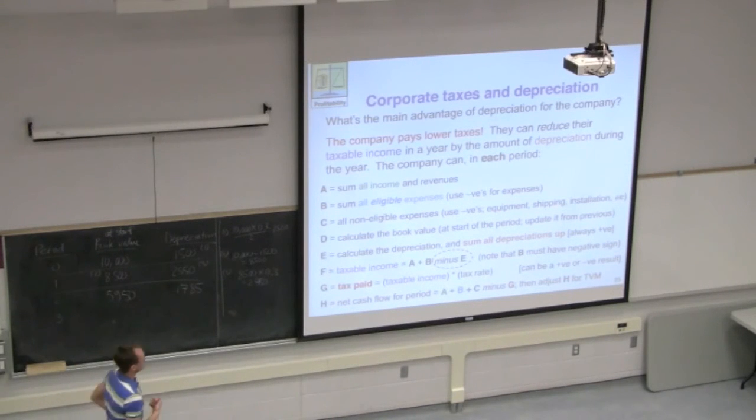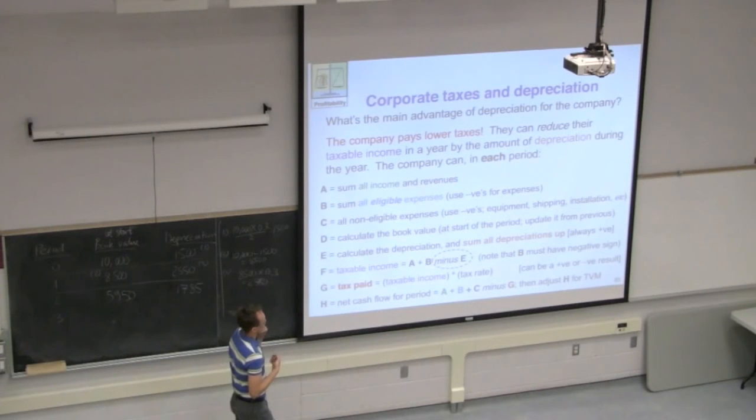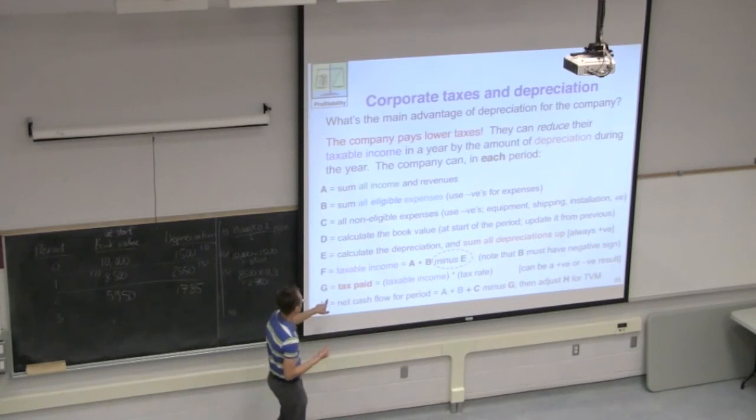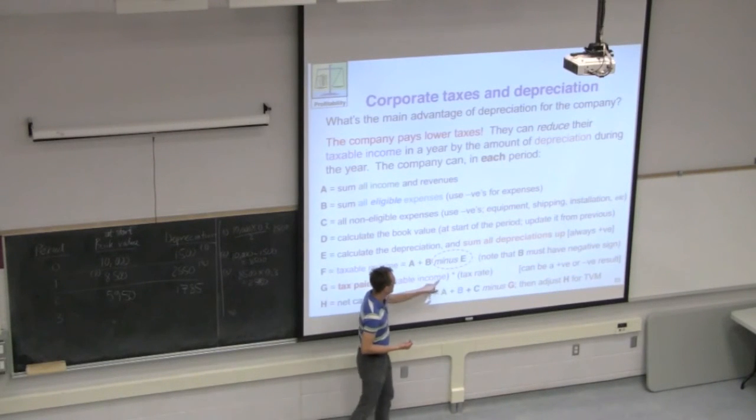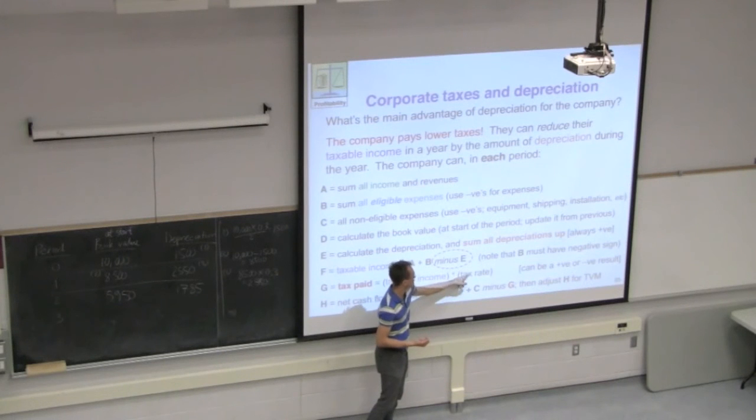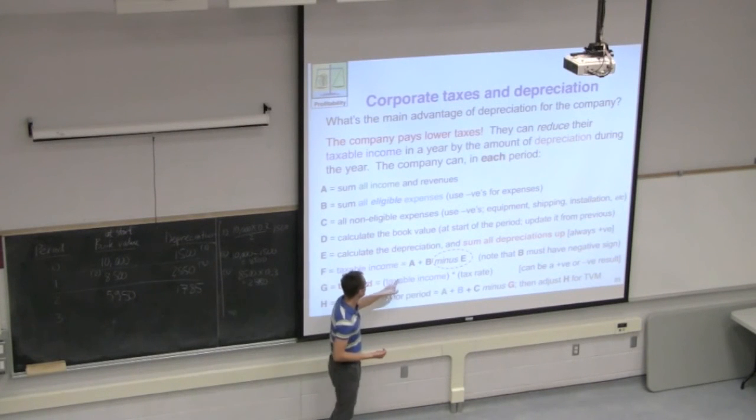So what we'll show here is that we've got our income and our expenses, and we're going to illustrate this principle that depreciation simply reduces our tax paid. So if we look at this formula down here, we saw this earlier, tax paid is taxable income multiplied by the tax rate. So that's fixed, 25%. What's this taxable income?